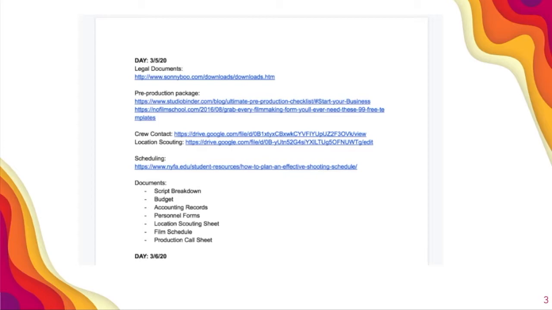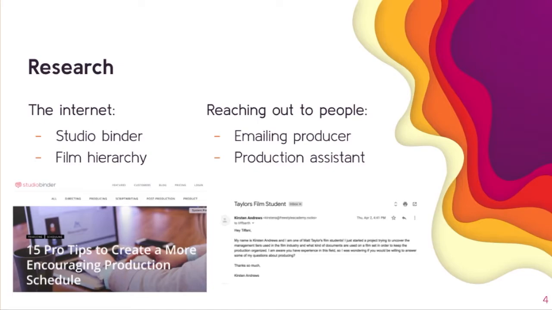It kind of just turned into a list of websites and then also a list of some of the documents I found that people use on set in order to keep organized. And those are the ones that I was thinking about including in my pre-production package. So, one thing I learned a lot through my research is that people mainly use different internet sites in order to keep organized on set.